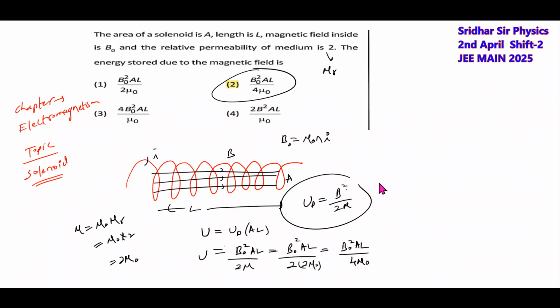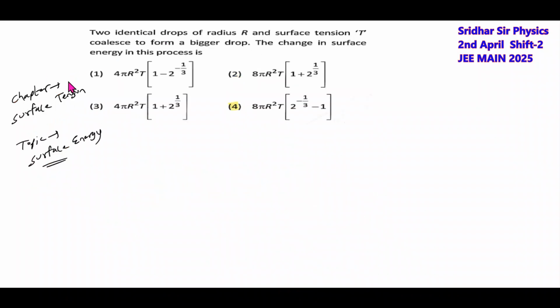We'll have the next question. The question belongs to the chapter surface tension. The topic name is surface energy. The idea of surface energy is being stressed here. Two identical drops of radius r and surface tension T coalesce to form a bigger drop. The change in surface energy in this process is being asked. There is one drop of radius r. The two drops will coalesce to form a bigger drop.